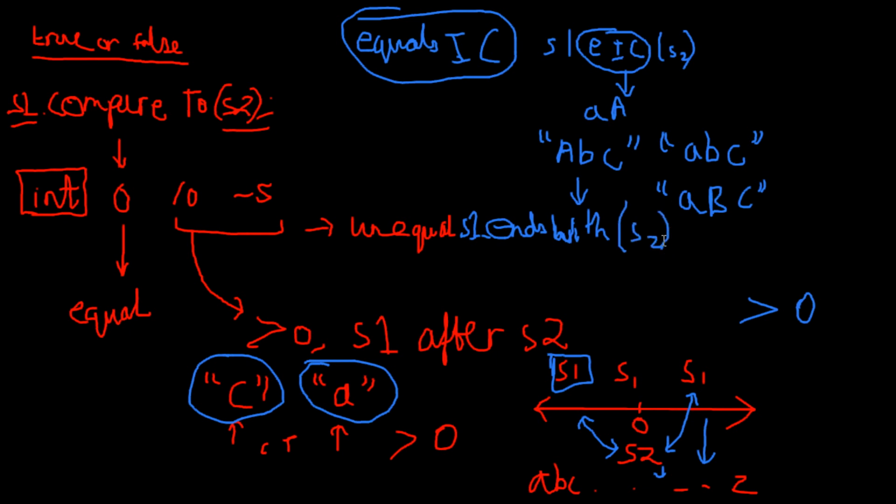Say s1 is ABC, small a, small b, small c, and s2 is BC. Then this function will return true because ABC does end with BC. Had this been just a B without the C, then this would be false because ABC does not end with B. It just looks at the last part of the string and compares both of them.